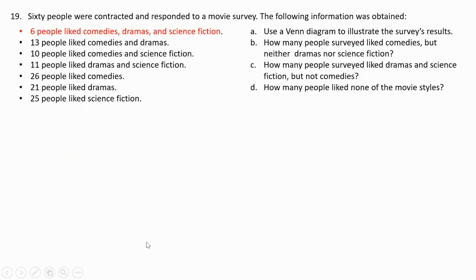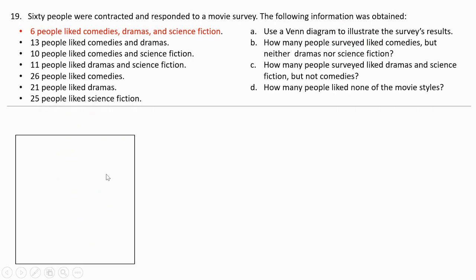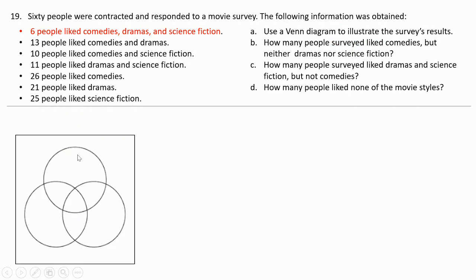Now, I believe I have like 3 or 4 more problems, guys, so we're going to go over another 5-10 minutes. So let's see what we got here. This is 60 people were contacted and responded to a movie survey. The following information was obtained. Here we're going to do a Venn diagram. For part A, we have to use a Venn diagram to illustrate the survey's results. 60 people, so the union is 60. There's nobody else, only the 60 people that responded to a movie survey.